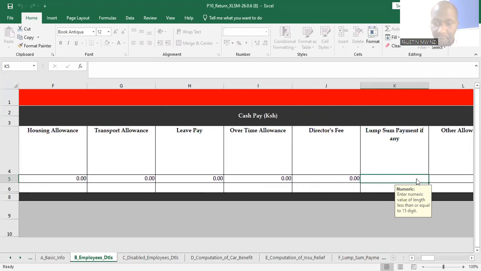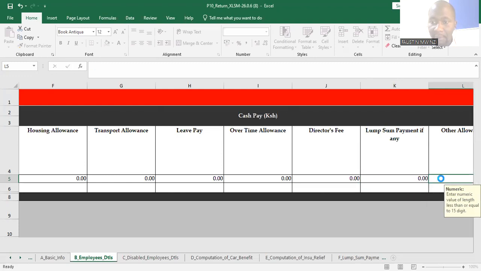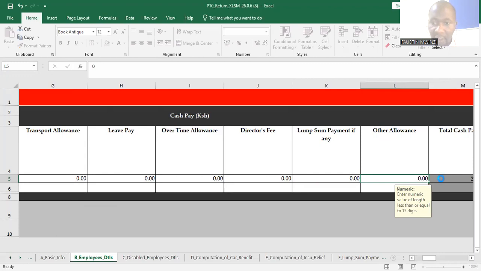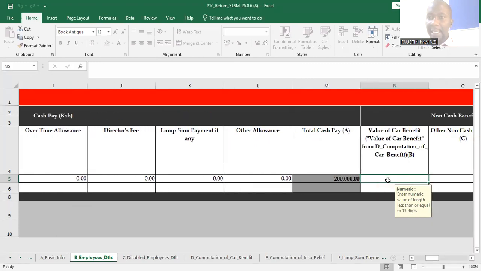Lump sum, let us assume 0. And other allowance, if any, you enter it. We don't have any. So in total, this employee has been paid 200,000.